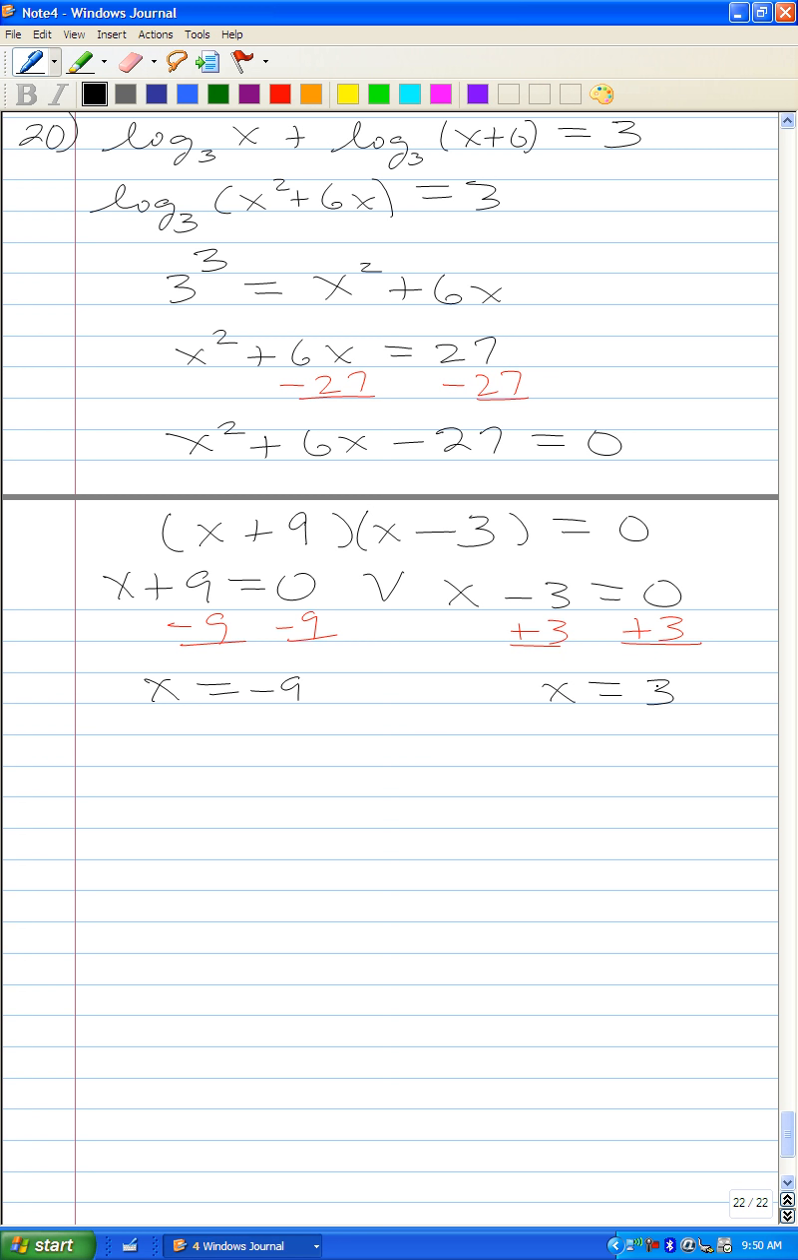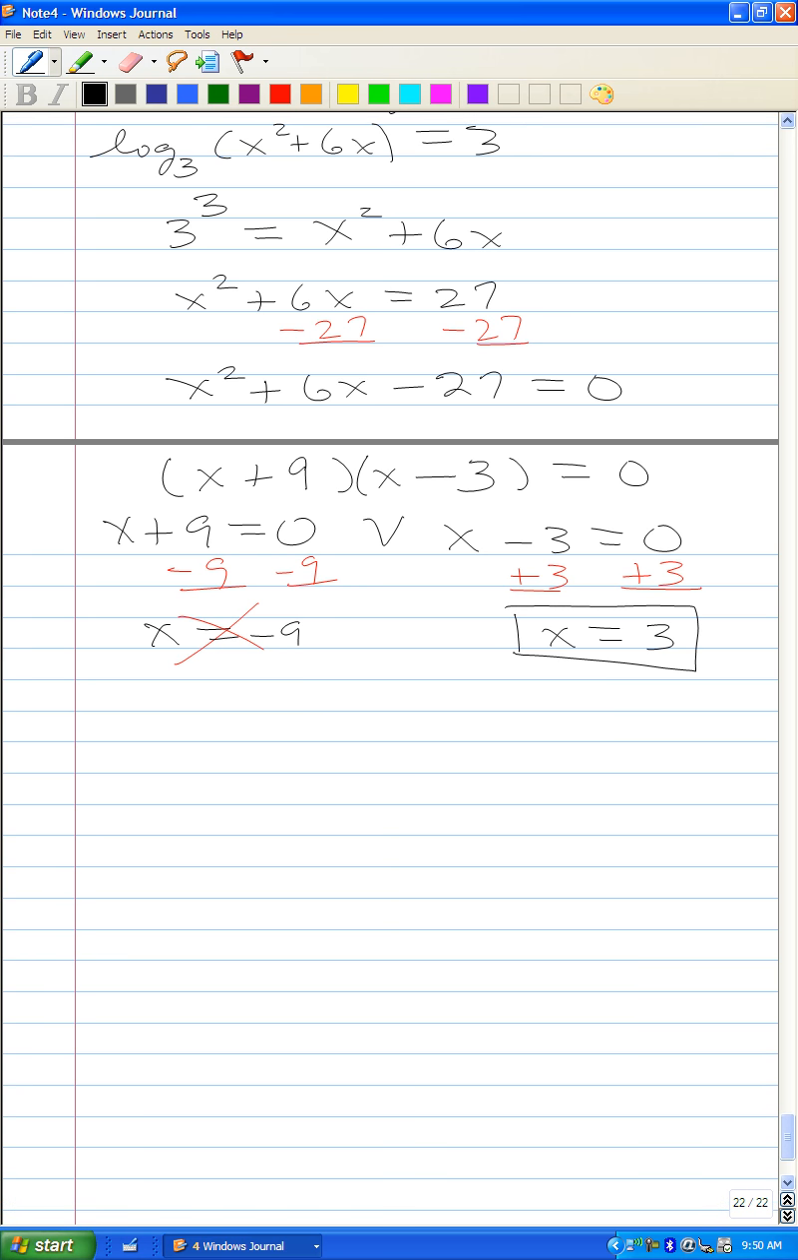When x is negative 9, you'll be taking the log of a negative number. You can't take the log of a negative number, so that's wrong. But when x equals 3, you can take the log of 3 and you can take the log of 9, so that's fine. So x is equal to 3. Let me do problem 22.